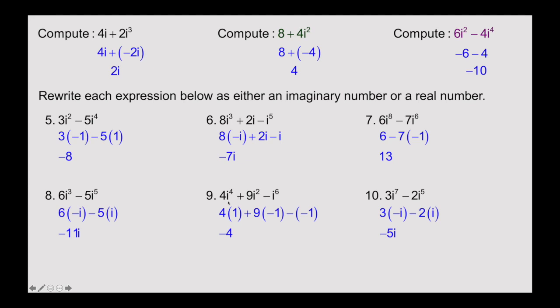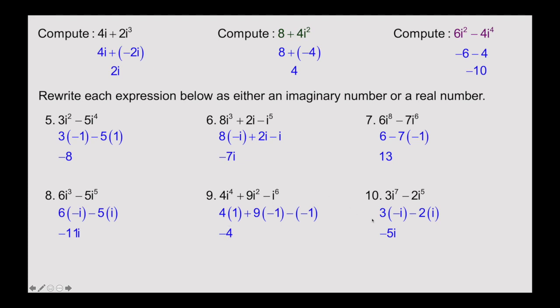In number 9, i to the 4th is going to cancel or just become a 1. So that part's just going to be 4. The i squared here is going to change into a negative 1. So I've got 9 times negative 1, which is going to be negative 9. And then over here, i to the 6th, I'm going to think of as i to the 4th times i to the 2nd. The i to the 4th part cancels. i squared turns into a negative 1. So here I've got a negative 1, which is going to make this become a positive 1. And that's going to give me a final result of negative 4.